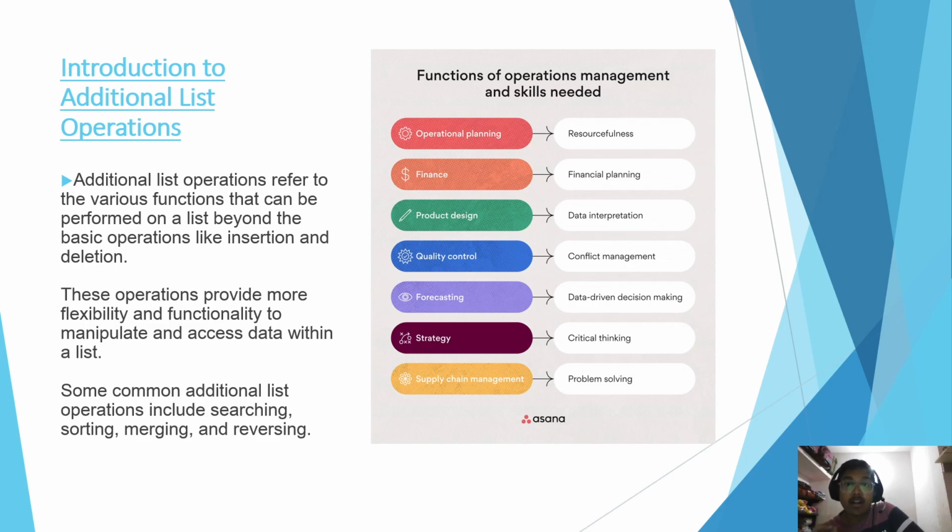Product designing, data interpretation is important. So we use it there for quality control, and for conflict management, where a problem might occur, we'll push it into the list and recall it, right? Forecasting, data driven decision making, it is like an analysis of data which will be provided, and through the list we can do it. Another is strategy, again critical thinking, and supply chain management, again problem solving. So these are the fields where we use lists to understand things.